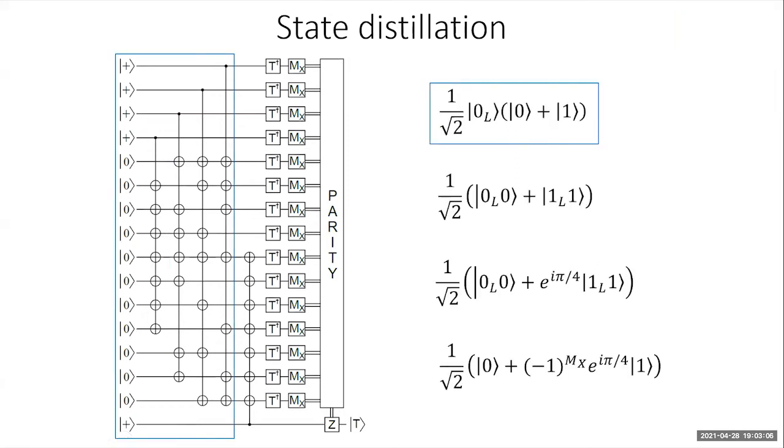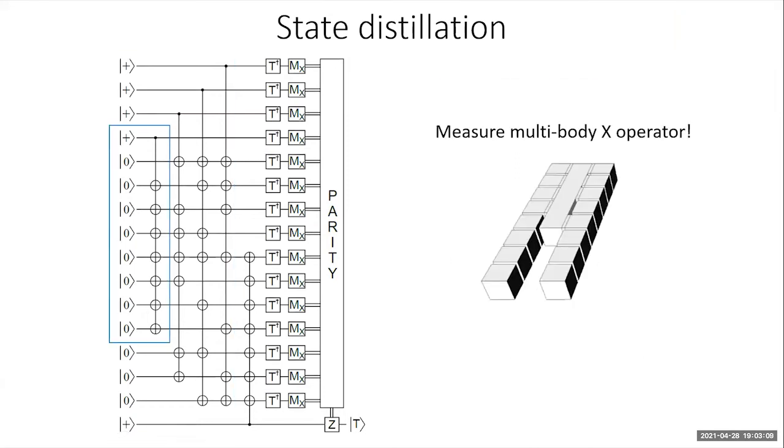Hey, Austin. Yeah. For this circuit and what you're describing here, there's a question. In the distillation protocol, are we encoding a cat state and then applying T gates?